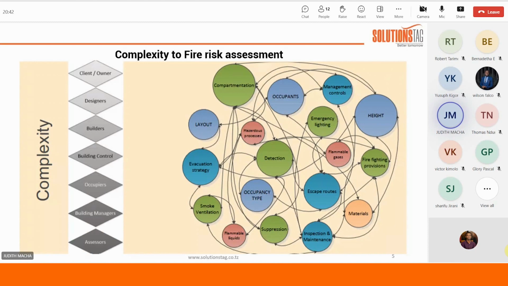So it's a very complex operation that one has to do, and it's very tricky because there are a number of stakeholders involved, and everyone has their own interest in this fire risk assessment. As you can see in this diagram, starting from the owner to the assessors. The owner may want to reduce the risk to their premises or business to as low as possible to maintain their reputation. While going down, he cannot do that alone.